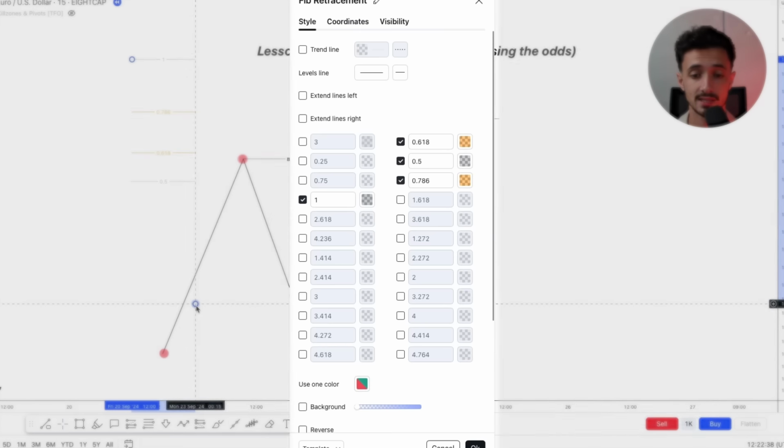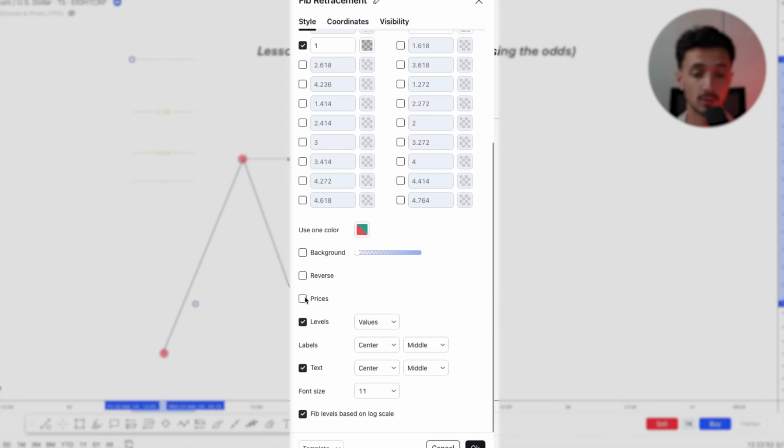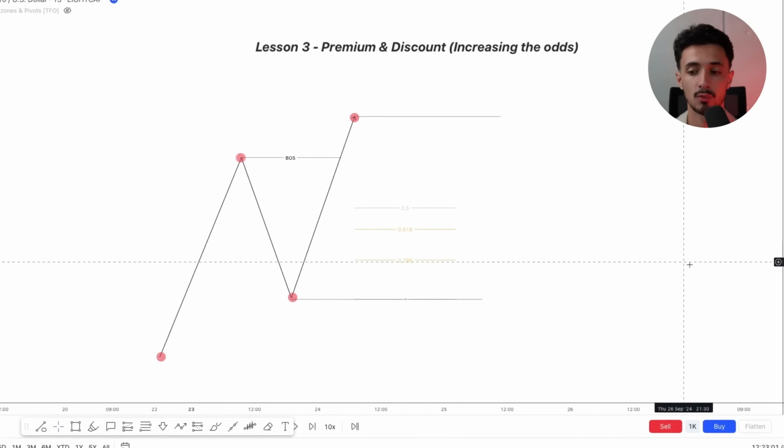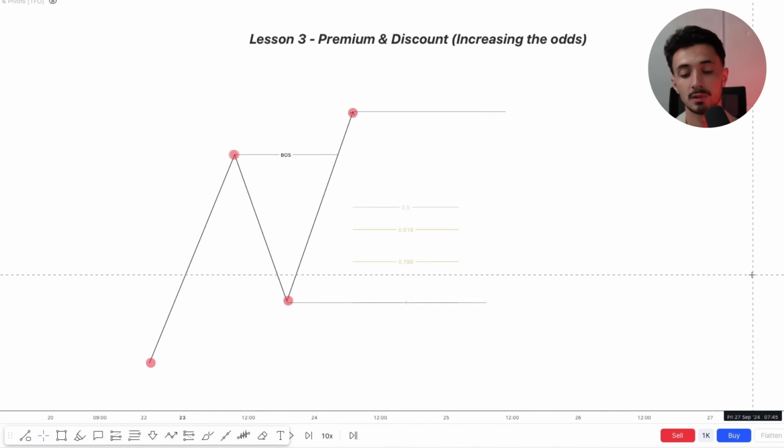So if you just go into your settings really quickly, you just want to make sure that you have 1, 0.786, 0.5, 0.618. You can change the colors to make them more attractive. You can edit, I don't like to have all the prices on there and all of that sort of stuff. I like to keep mine really clean because I think that having a clean chart is very important for your psychology and for just a bunch of other things.